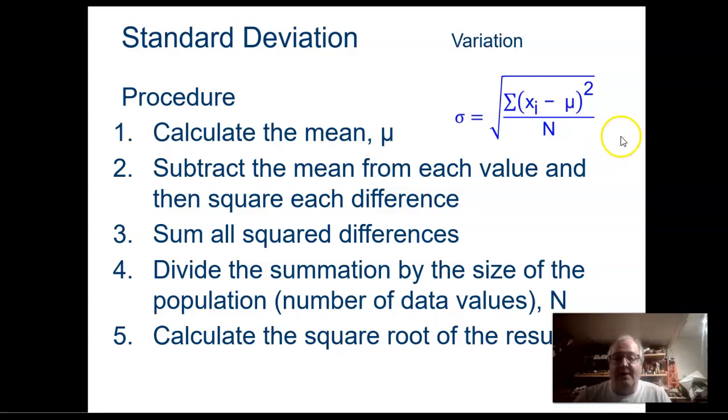So now here is our step-by-step procedure, so that you're aware of how to do this. First we calculate the mean. Then we subtract the mean from each value and square the difference. Then we sum all of the squared differences. We divide the summation by the size of the population, i.e. the number of data values, or n, and then we calculate the square root of the result.